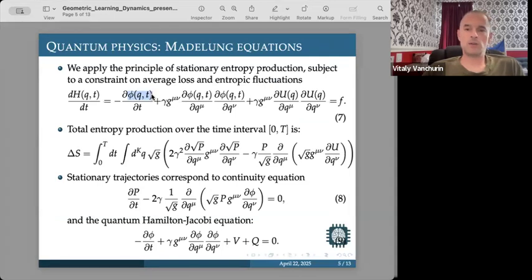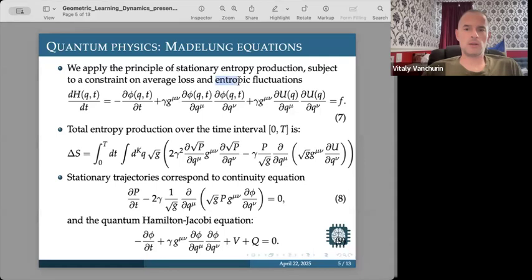And you can only do that using some principle and putting some constraints. So the principle we're going to use here is called the maximum entropy stationary entropy production principle, which is a generalization of the maximum entropy principle to trajectories as opposed to states. And the constraint we're going to put here is on the change of the average loss, as opposed to the average loss or average energy as in the stationary case.